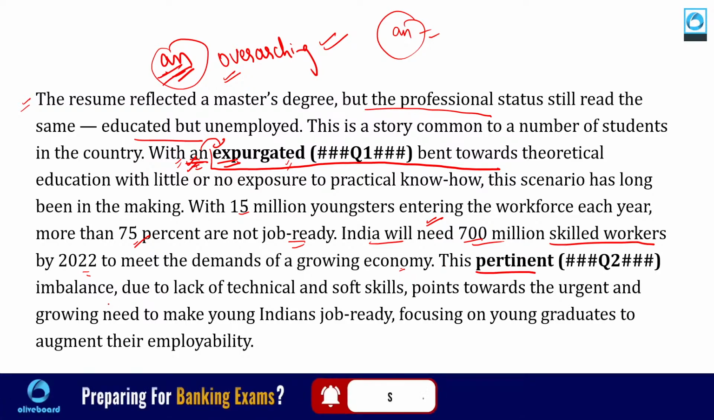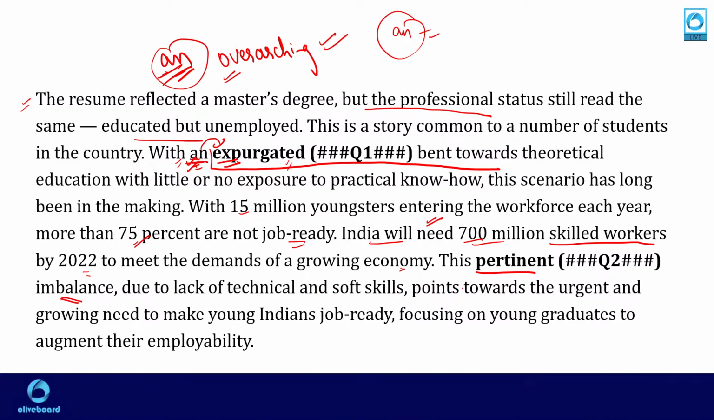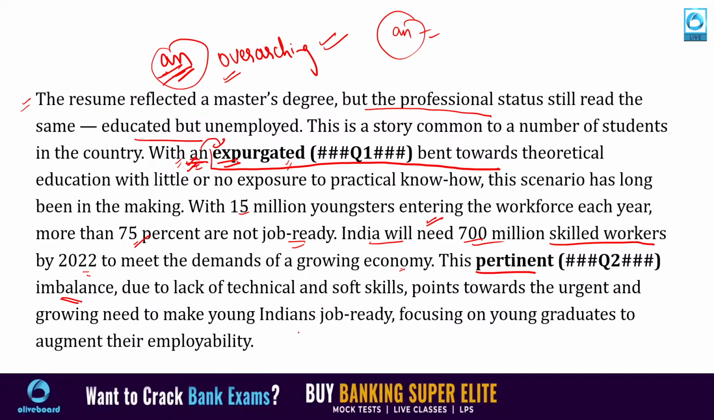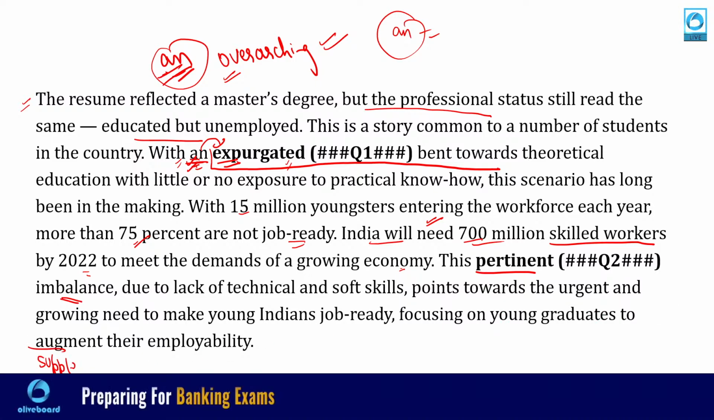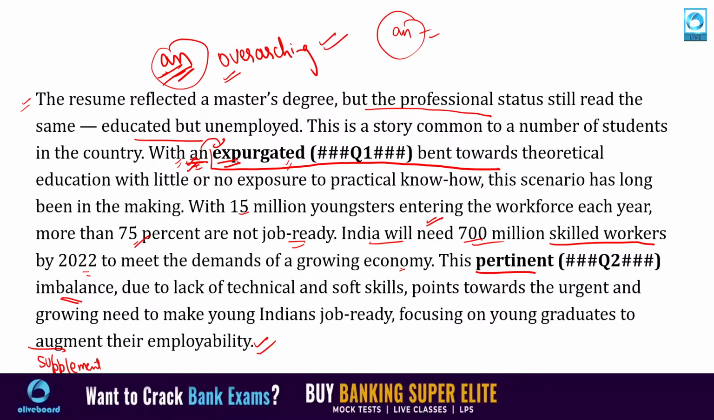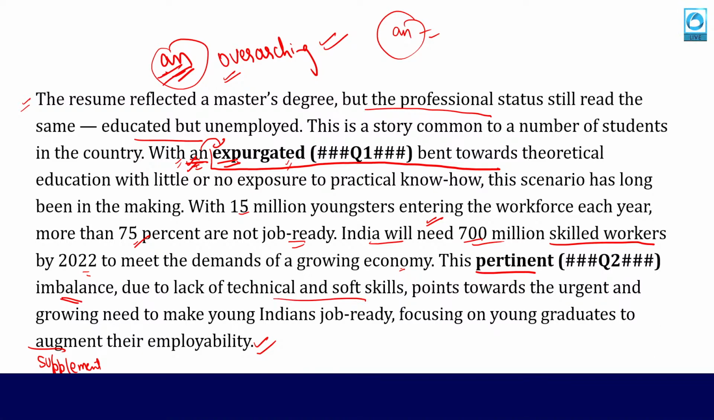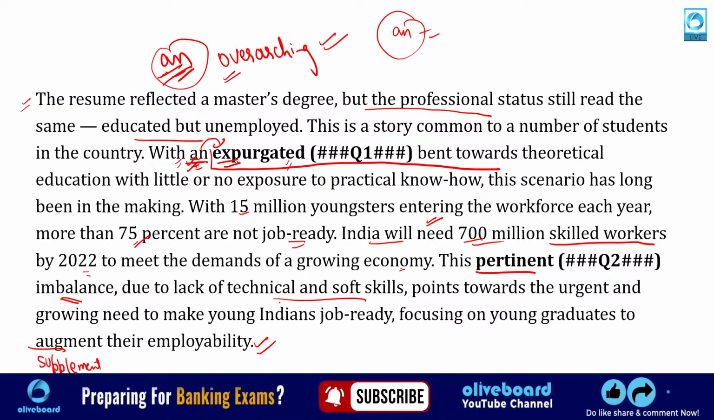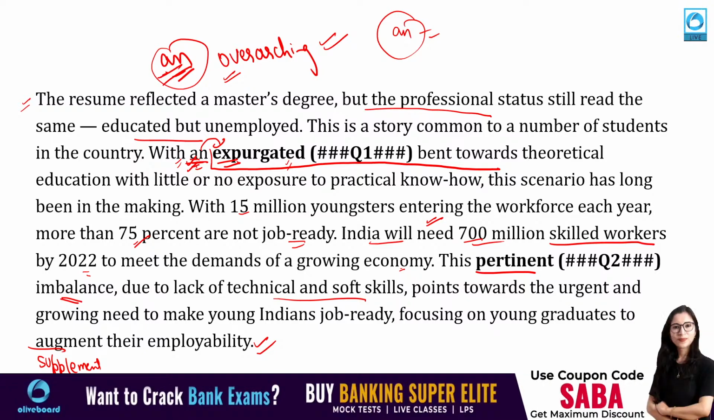This pertinent imbalance, what is given? Due to lack of technical and soft skills points towards the urgent and growing need to make young Indians job ready, focusing on young graduates to augment, means supplement, their employability. So this is the imbalance, okay? And because of this imbalance, why is there an imbalance? Because they lack in technical skills, they lack in soft skills, points towards the urgent and growing need. So it is urgent to make our young graduates job ready, we have to give them vocational training also, so that they can supplement their own employability.